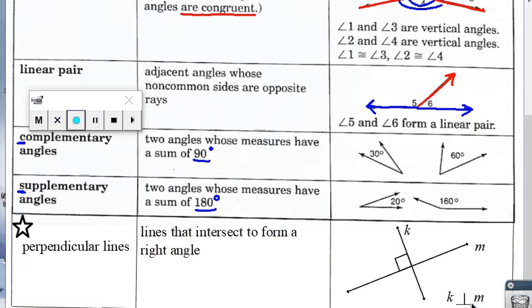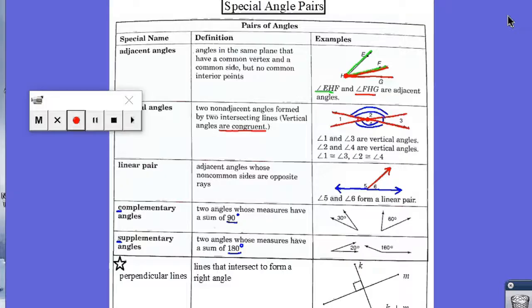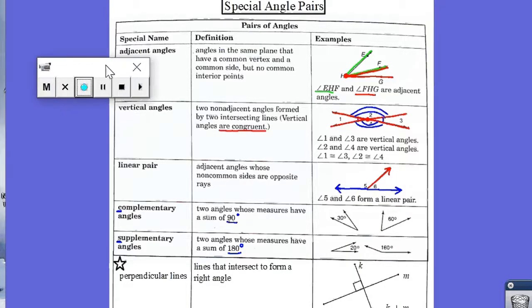Okay, so here we go. Here are terms that we want to know, the things that we want to have nailed down before we go any further. Okay, we have adjacent angles, angles that share a common vertex, a common side, but no common points in the interior. Vertical angles are two non-adjacent angles formed by two intersecting lines. Linear pair are adjacent angles whose non-common sides are opposite rays. Complementary angles are two angles whose measures sum to 90 degrees. Supplementary angles are two angles whose measures sum to 180 degrees. And perpendicular lines are lines that intersect to form a right angle.